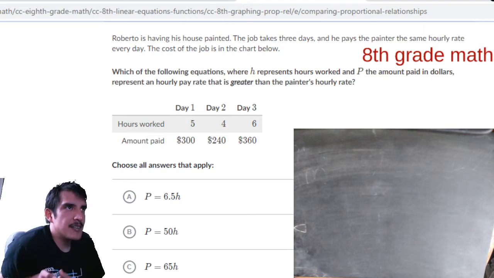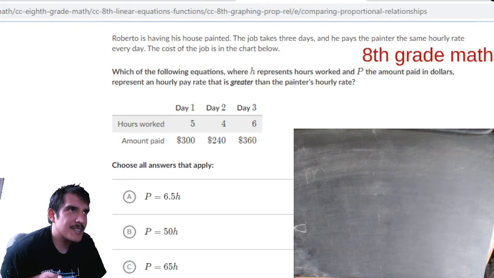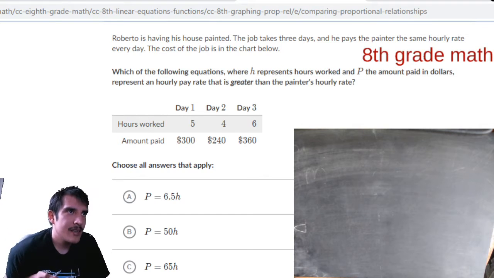Roberto is having his house painted. The job takes 3 days, and he pays the painter the same hourly rate every day. The cost of the job is in the chart below. Which of the following equations, where H represents hours worked and P the amount paid in dollars, represent an hourly rate that is greater than the painter's hourly rate?